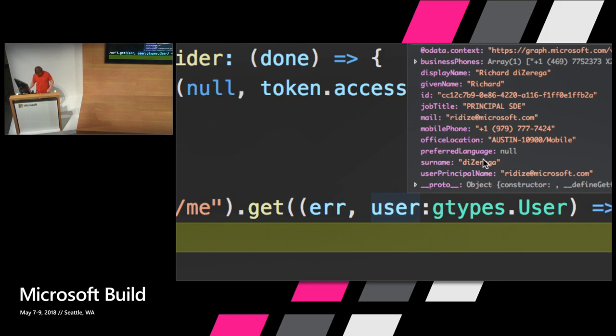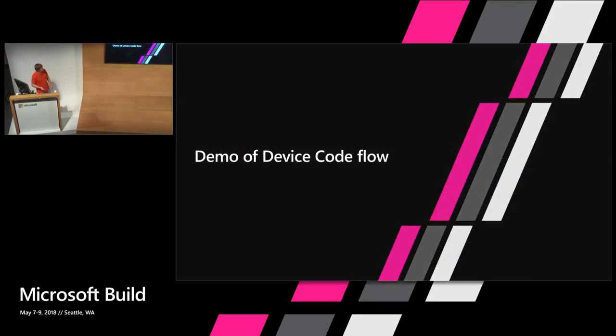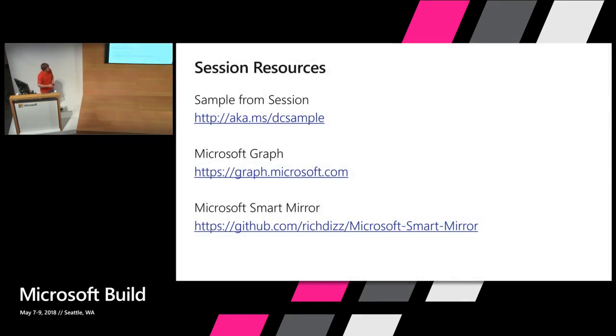So as a quick follow-up here, I wanted to provide a few resources. One is the exact sample that I just built. You can go to aka.ms/DCSample, so it stands for device code sample. Pull down the whole thing. If you want more information about the Microsoft Graph, certainly go to graph.microsoft.com. We have some booths over here that you can get lots of information.